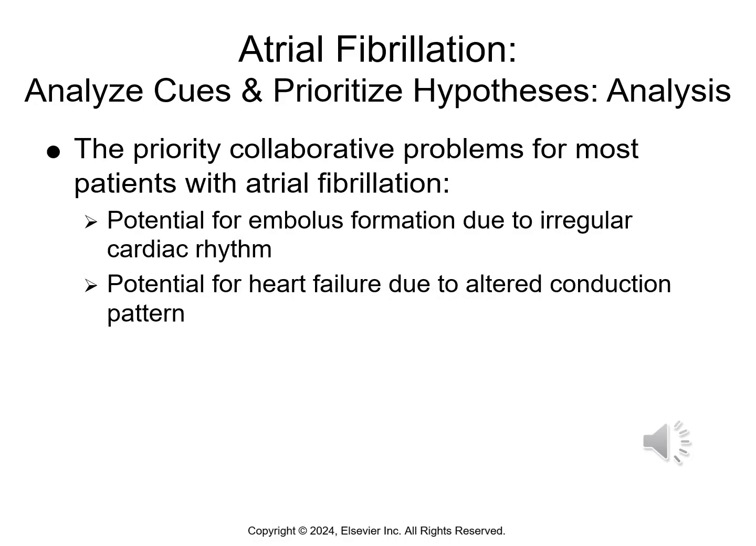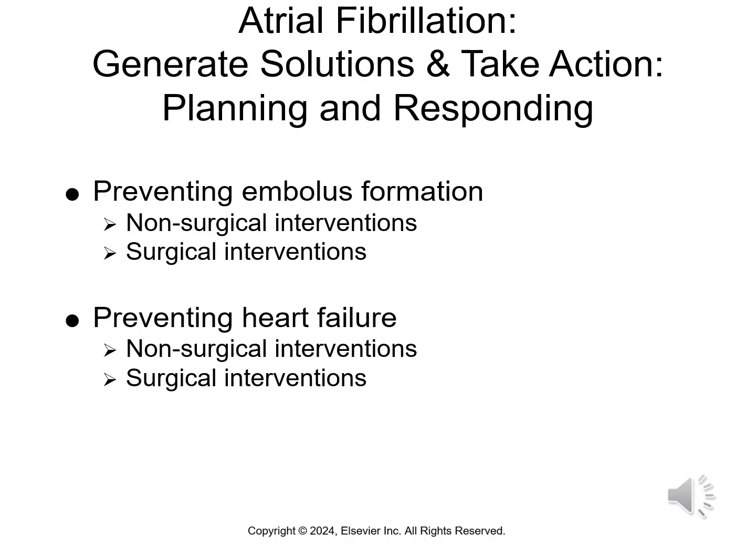So the priority collaborative problems for most patients with atrial fibrillation are the potential for embolus formation due to the irregular cardiac rhythm and the potential for heart failure due to the altered conduction pattern. Interventions for atrial fibrillation depend on the severity of the problem and the patient's response. We want to be sure to individualize care based on the patient's values and preferences, your clinical expertise, and best current evidence. Drug therapy is often effective for treating atrial fibrillation.